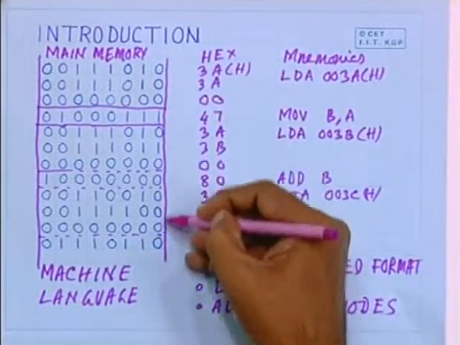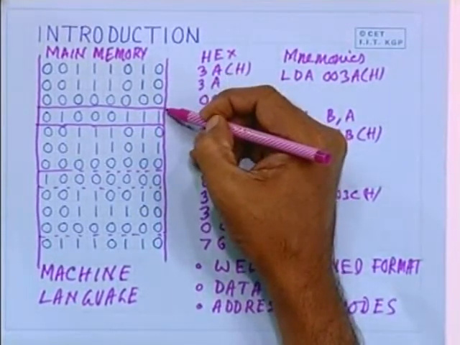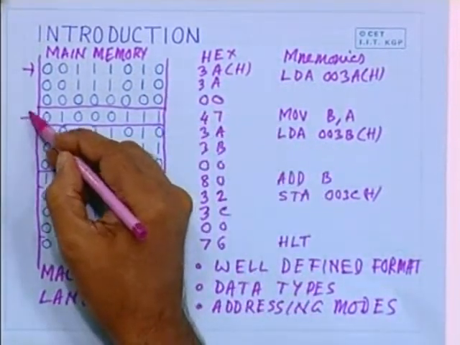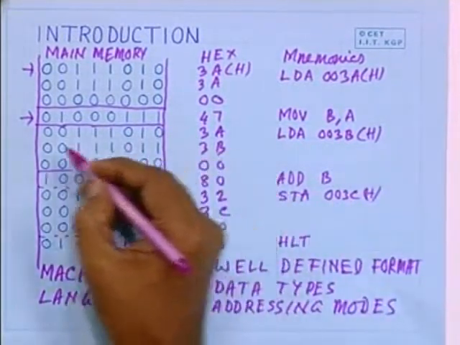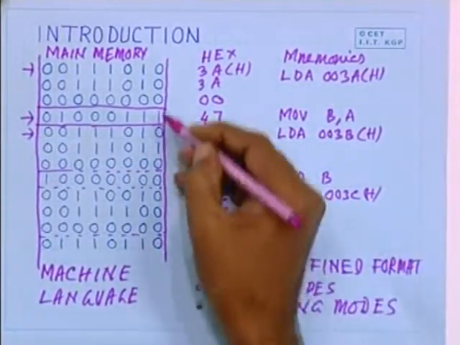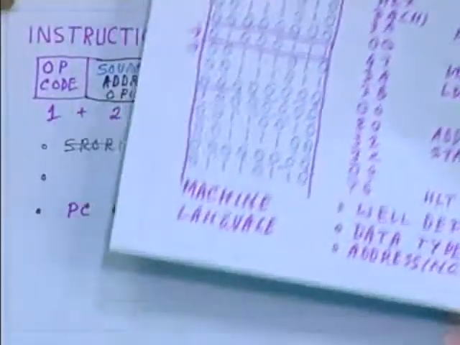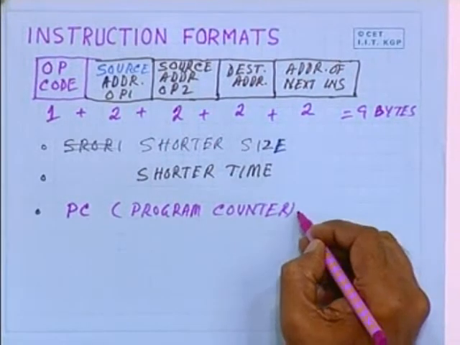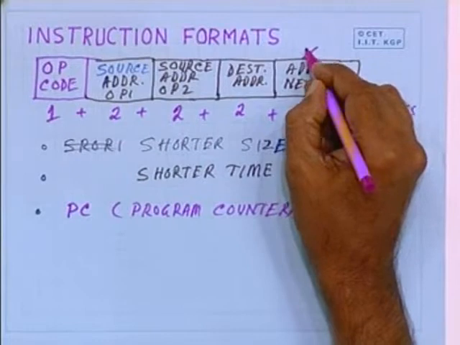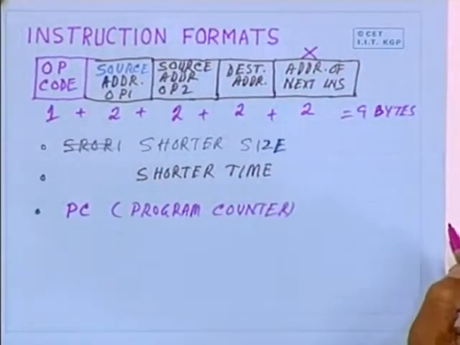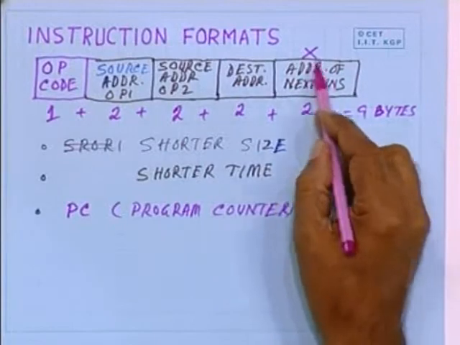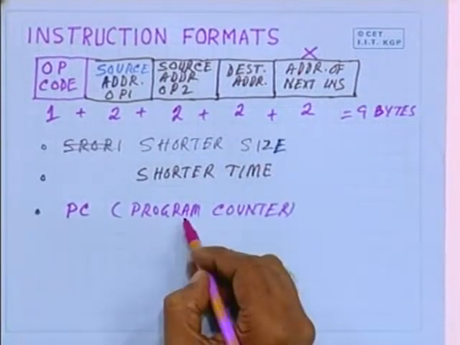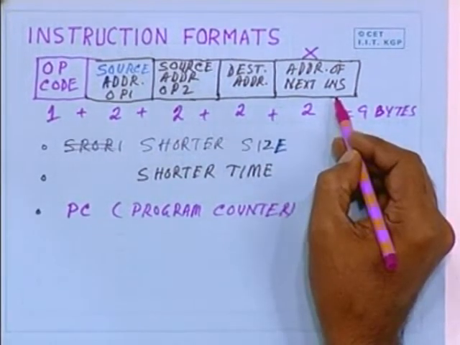Then you can simply increment the program counter from this location, and after this instruction is executed, it will point to this location, and in this way the program counter will be incremented with the help of the timing and control unit to point to the address of the next instruction. Then we can get rid of this field of the instruction. So this address of the next instruction need not be explicitly specified as part of the instruction if the program counter always holds the address of the next instruction.